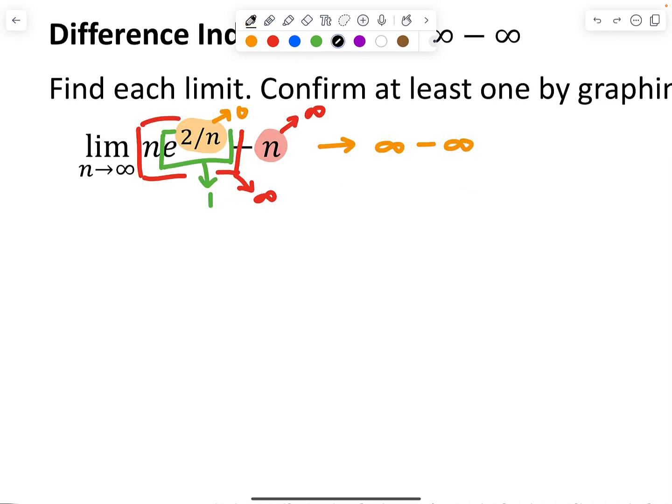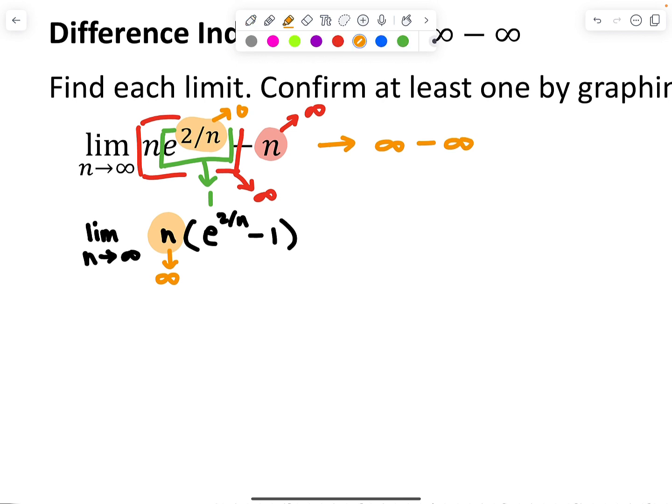So my first step will be algebraic manipulation. I'm going to factor out the n from both of these terms. That leaves e to the 2 over n minus 1. Now, as n goes to infinity, this coefficient approaches infinity. What's inside the parentheses overall is approaching 0. So we do have a case of approaching infinity times 0. And so we've managed to turn this difference indeterminate into a product indeterminate.